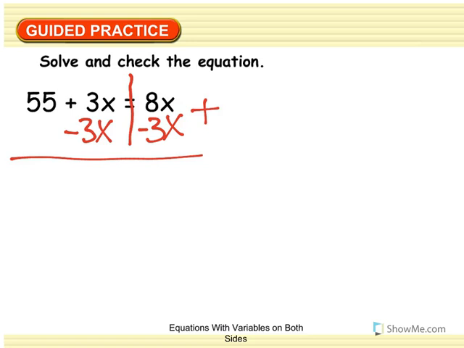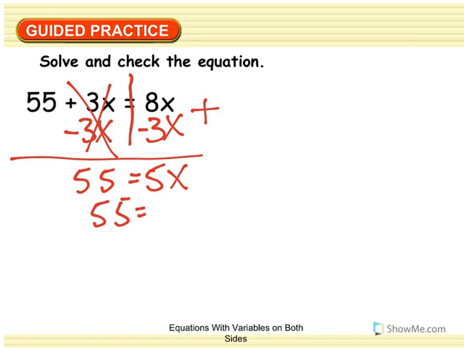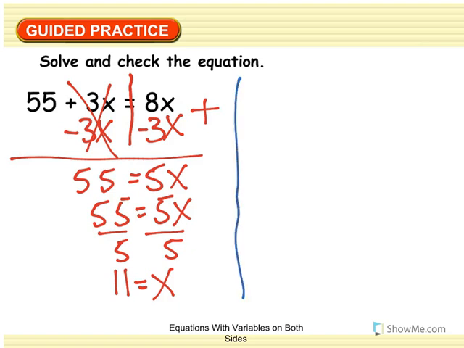So let's see what happens when I add. Well, 3x plus negative 3x is 0. I bring down 55, and 8x plus negative 3x is 5x. So I bring down 55 is equal to 5x. I divide by 5, I get x is equal to 11. Now I'm going to hold off on a check for one of the more sophisticated ones that we do. But I do want to show you an example of what not to do.